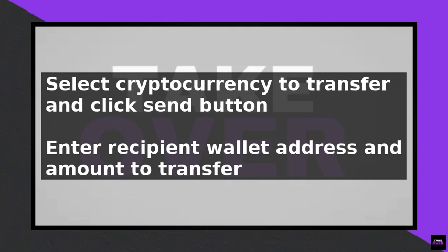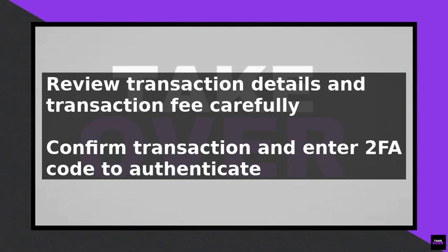After entering the recipient's wallet address and the amount you want to transfer, review the transaction details to ensure everything is correct. You will also see the transaction fee that will be deducted from your account. If everything is correct, confirm the transaction and enter your 2FA code to authenticate the transaction. The transaction will then be processed and the cryptocurrency will be transferred to the recipient's wallet.